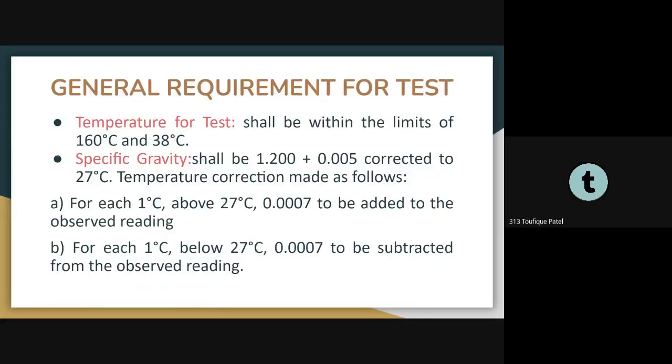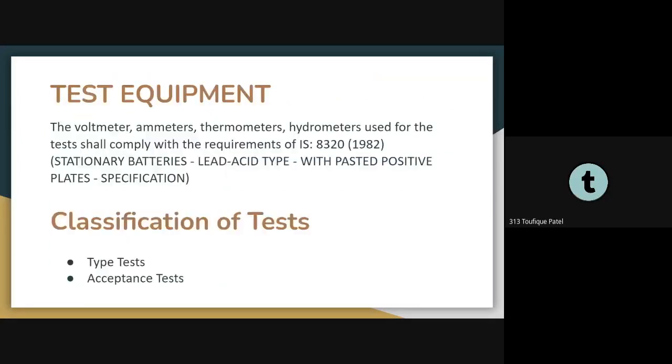The temperature corrections are made as follows. For each 1 degree Celsius above 27 degrees centigrade, 0.0007 is to be added to the observed reading. And for each 1 degree Celsius below 27 degrees centigrade, 0.0007 is to be subtracted from the observed reading. Test equipment. The voltmeter, ammeter, thermometers, and hydrometers used for the test shall comply with the requirements of IS 8320 of 1982, which is stationary batteries, lead acid type with pasted positive plates specifications.